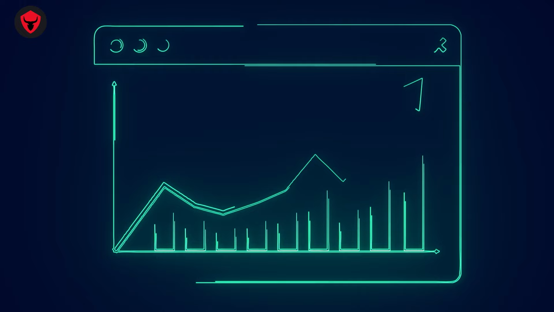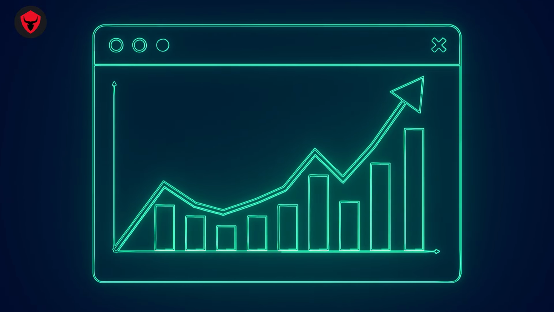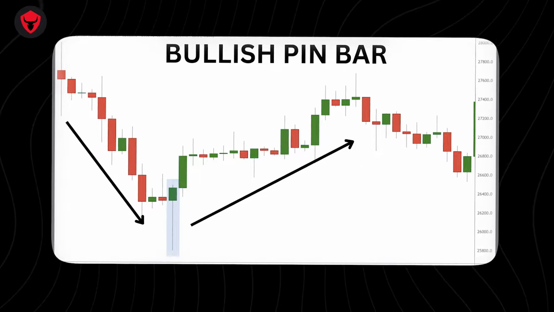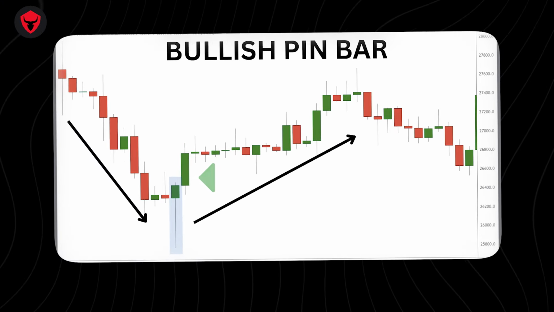To trade the pin bar, we must look for other confluences that reinforce our bias. We'll get into those confluences later, but if we see a buying opportunity with a pin bar, we can put a buy order above the pin bar's high.